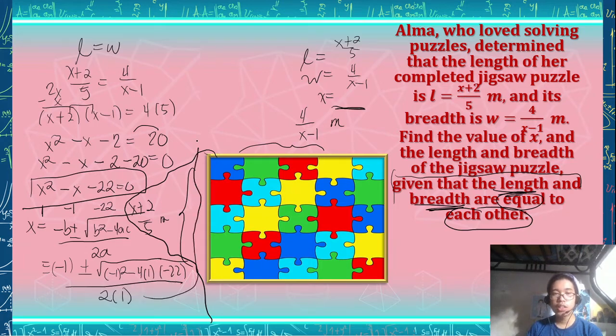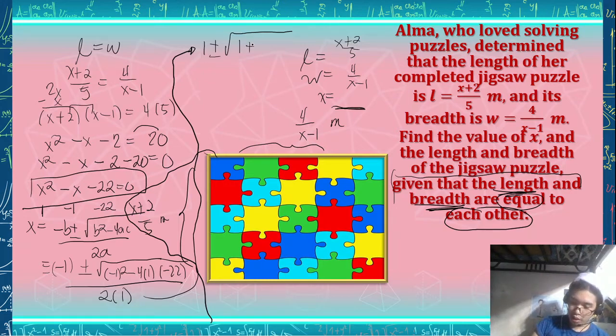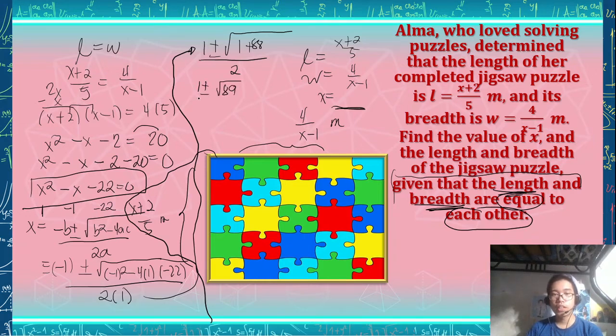Okay, so essentially, this should give us, what's negative 1? So that's negative 1 plus or minus the square root of 1. What's negative times negative? That's positive. And what's 4 times 22? That should give you 88. Then 89 all over 2. So essentially, this will give us negative 1 plus or minus the square root of 89 all over 2. Therefore, we have two answers: (-1 + square root of 89)/2, and then (-1 - square root of 89)/2.